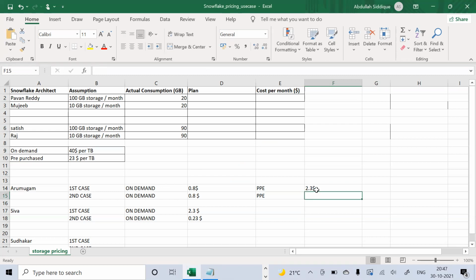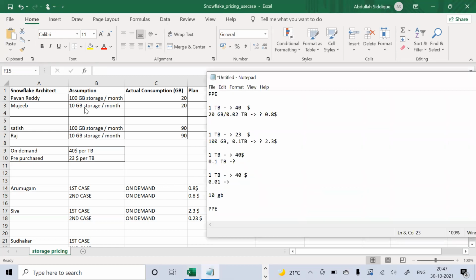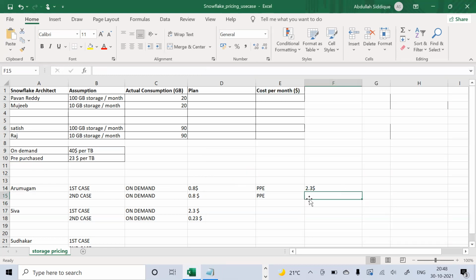Similarly, for this, we have to take 10 GB. So 10 GB would be how much? We had calculated here somewhere. 0.23.